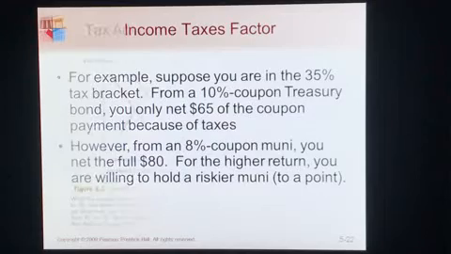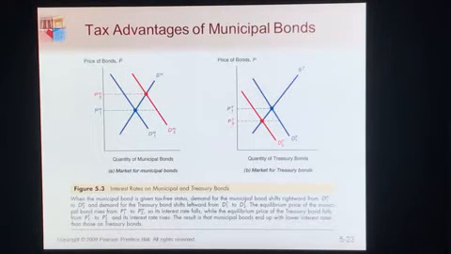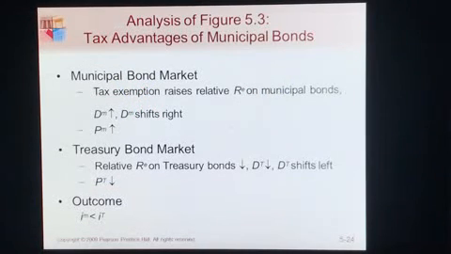Here you can see more explanation with examples. Here is the graphical explanation of the tax advantage of the municipal bond. We can see that in case of municipal bonds, when the tax exemption increases, the return on the municipal bond will also increase. And in case of treasury bonds, the relative return on treasury bonds will decrease with the decrease in demand for the treasury bond, and it will be shifted to the left side.